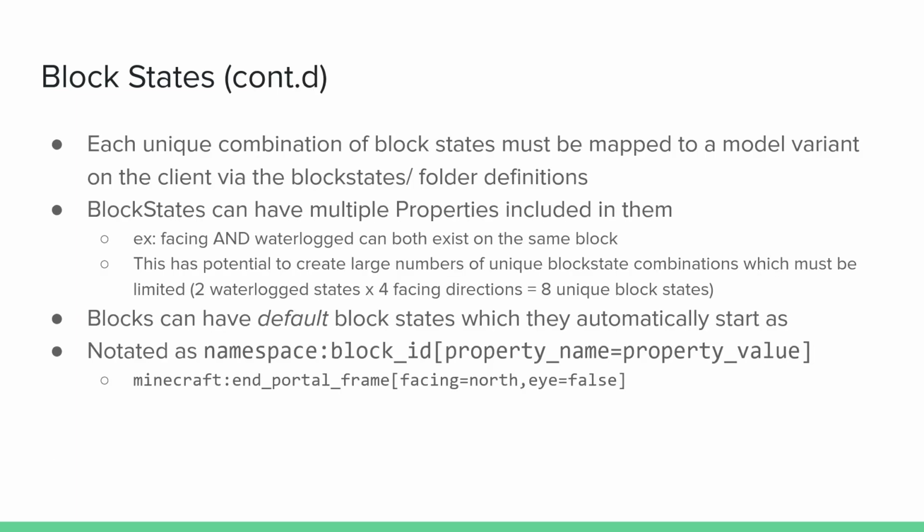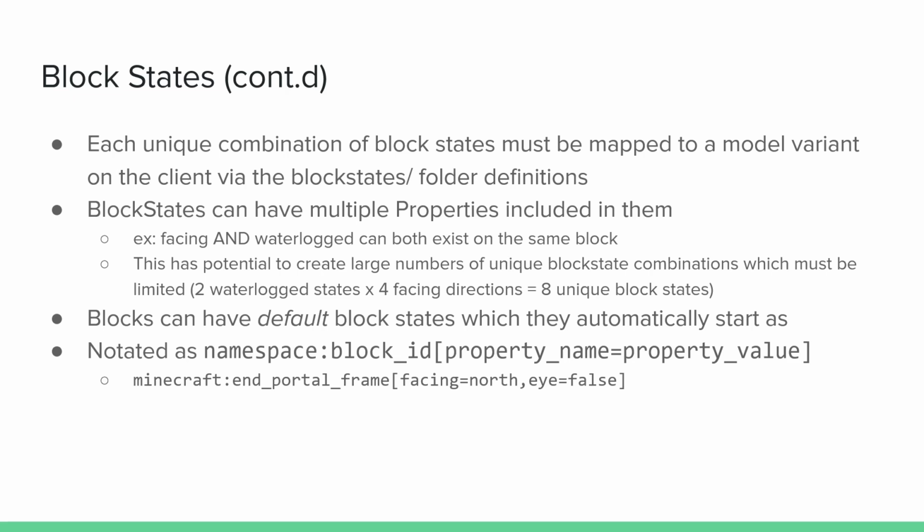So a little bit more on block states. Each unique combination of your block state has to be mapped into the model variant class. So that's the model variant JSON. Like I mentioned in last week's lesson, in assets, there's the block states folder. So you define which models correspond to each block state there.